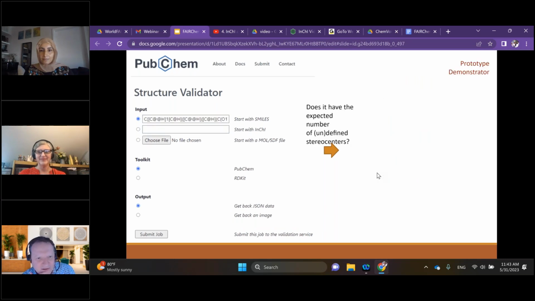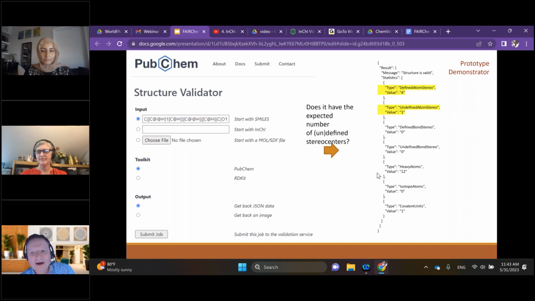If we go to the next slide, we can provide a more complex SMILES string, and this one has inside it the symbols that indicate where there are stereo centers. So does my SMILES string represent all my undefined stereo centers? Hit submit, and if we go to the next slide, it'll come back and tell us that we've got 4 defined stereochemistry centers but 1 undefined. So that tells us maybe that our representation isn't quite what we expected it to be.